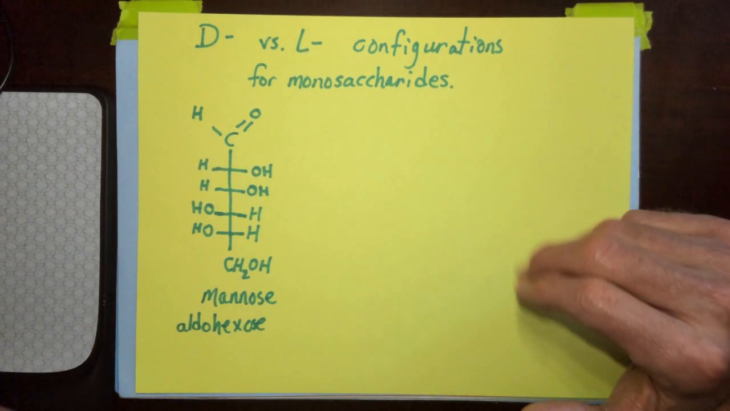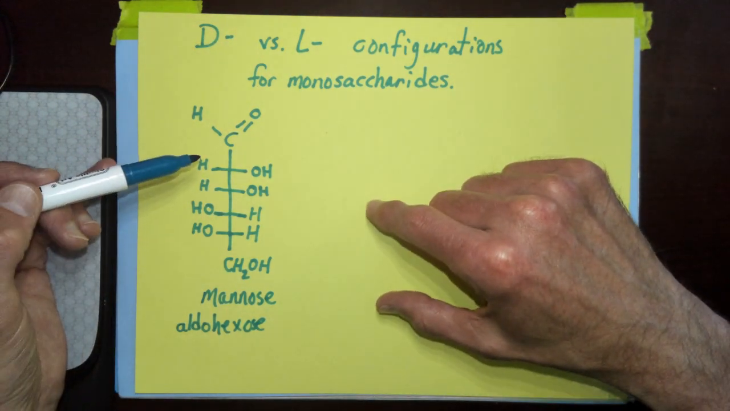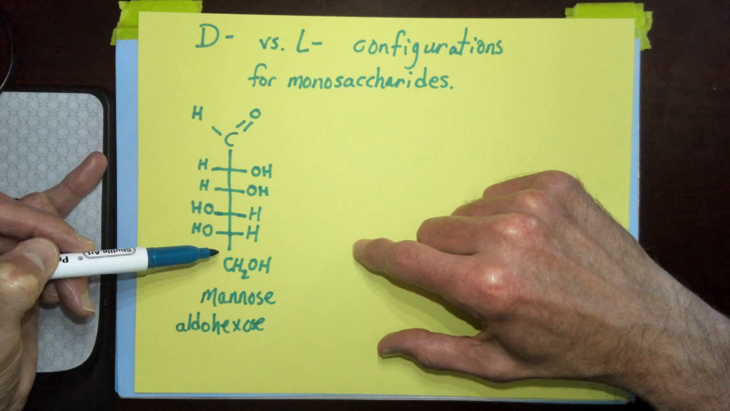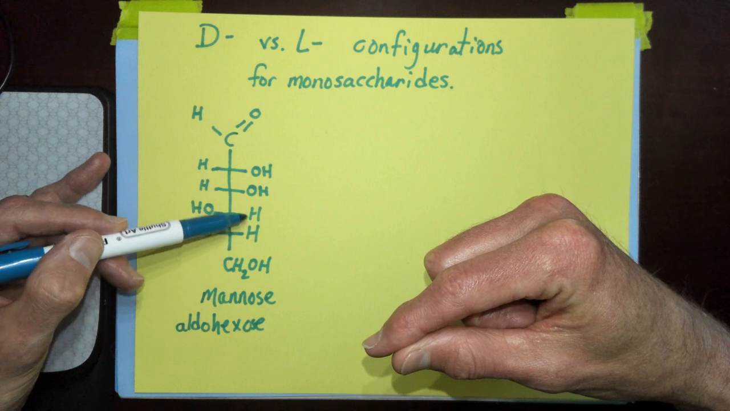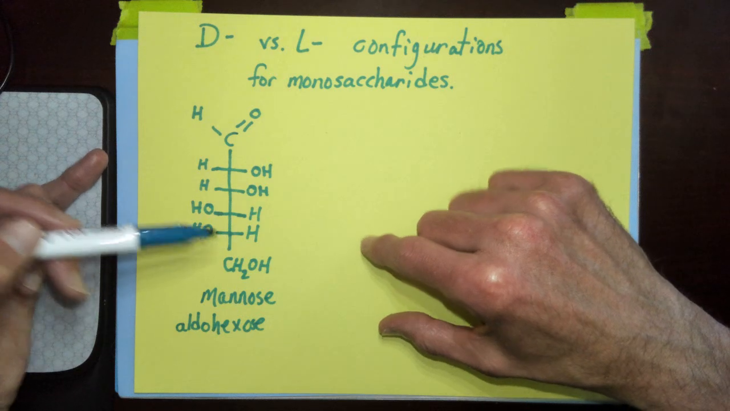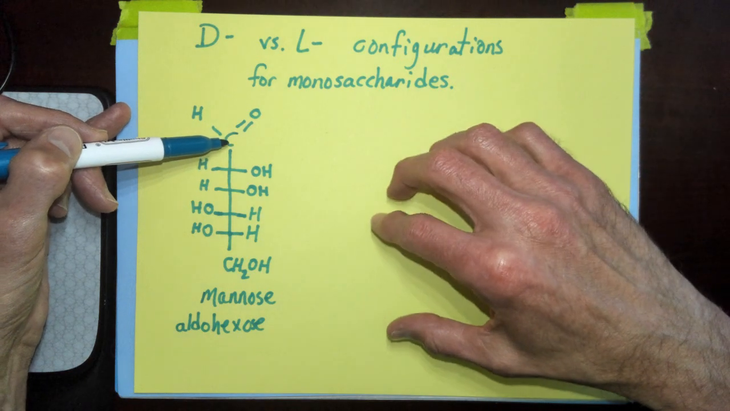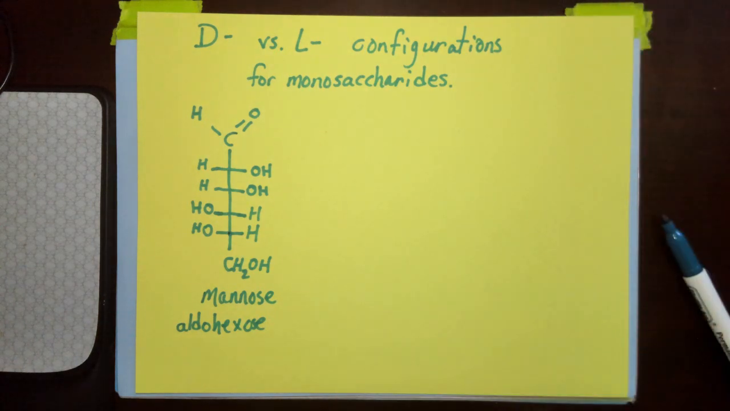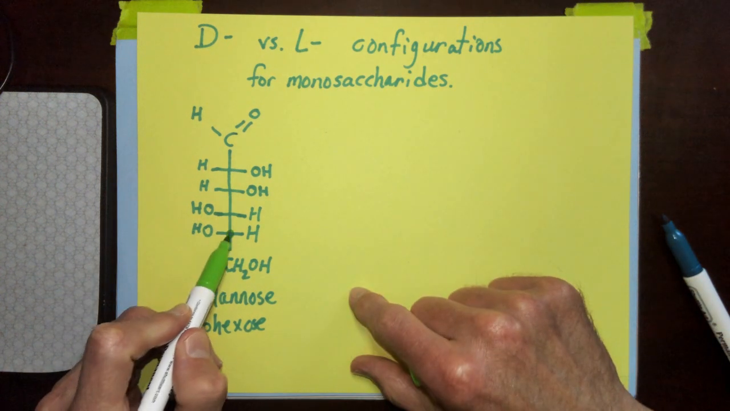Now, the L and the D configuration. To determine that configuration, you want to look at the chiral carbon, which remember means there are 4 different substituents or branches from that carbon. The chiral carbon that is furthest from the aldehyde, the most oxidized carbon here. So we're going to focus in on this chiral carbon right here to determine that L or D configuration.